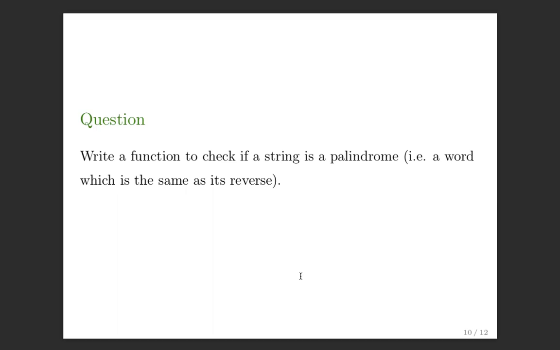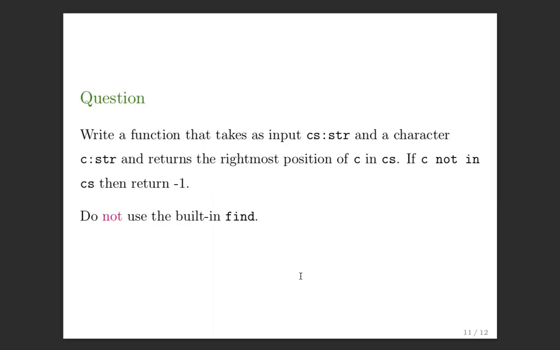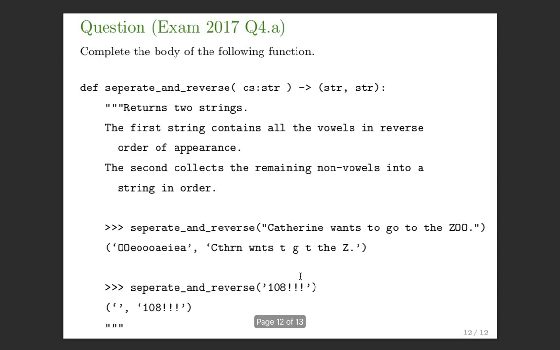Question. Write a function to check if a string is a palindrome, i.e. a word which is the same as its reverse, like racecar or dad. Write a function that takes as input a string and a character, C, and returns the rightmost position of C in the string. If C is not in the string, then return -1, and do not use the built-in find. And finally, complete the body of the following function.